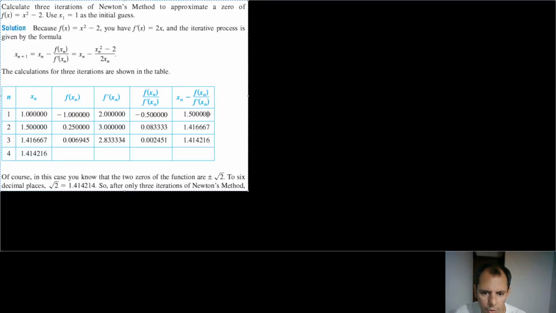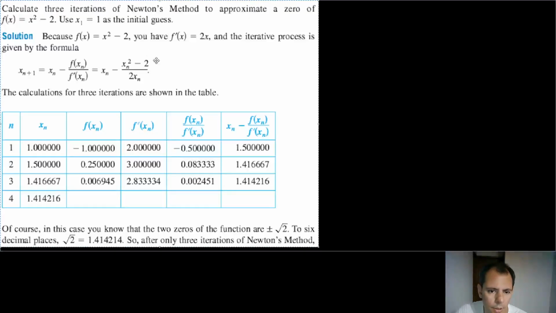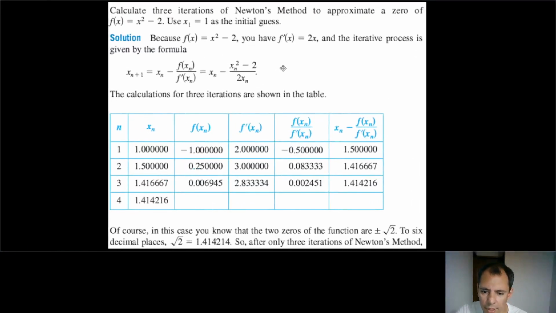Okay, now I'm going to show you guys some proprietary material here. This is not mine, all right? This belongs to a book. I don't know what book it is, but it belongs to a very nice math book. So look, calculate 3 iterations of Newton's method. So what is the function? x squared minus 2. Hey, x squared minus 2 is very easy, right? The zero is just going to be plus or minus the square root of 2.